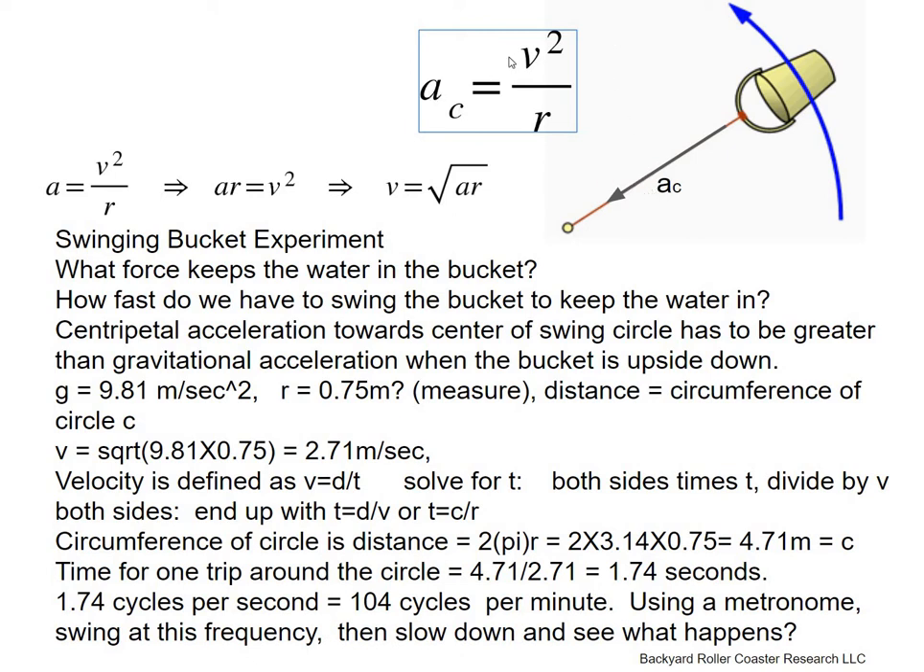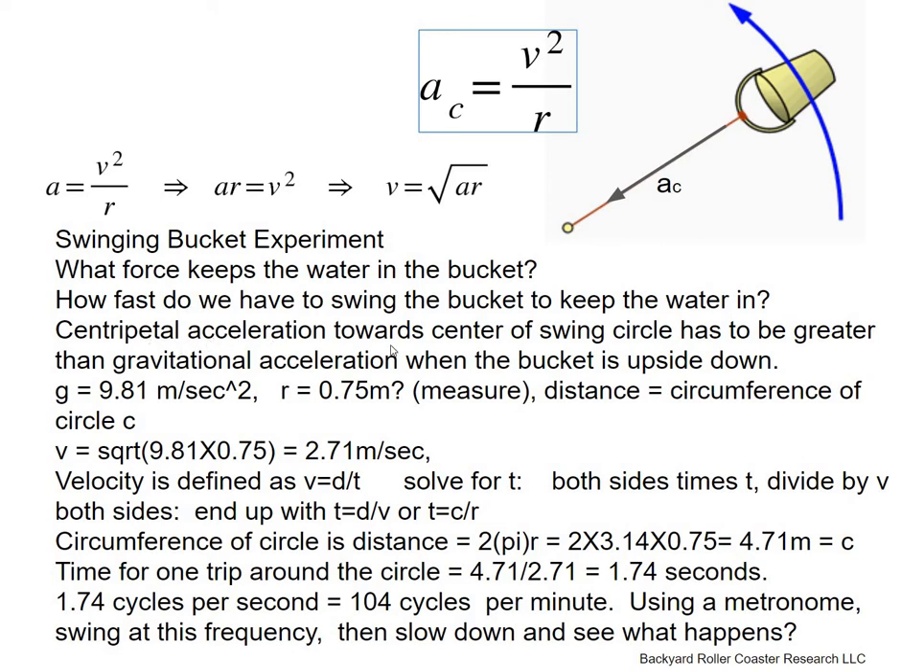Our equation is acceleration is velocity squared divided by r. We do a little bit of algebra. We multiply both sides by radius, and then we get A R equals V squared. We can take the square root of both sides, and we get velocity equals the square root of A times R. This is where math really comes in handy, because we wanted to know what the velocity was, and we just had to manipulate that with our algebra.